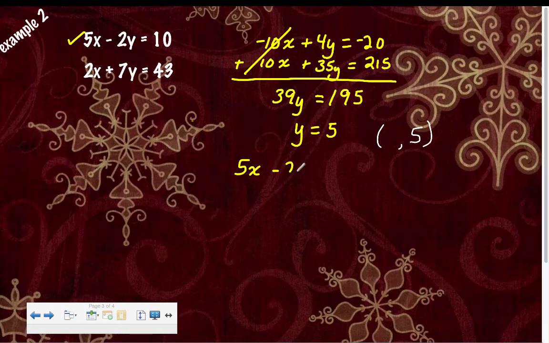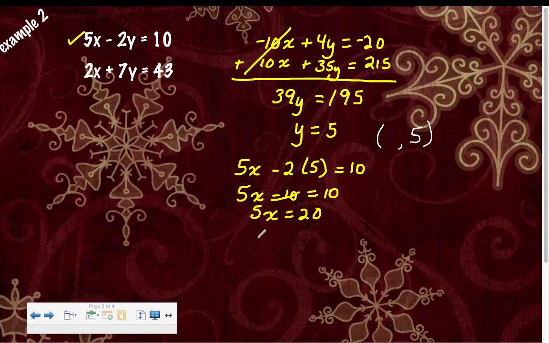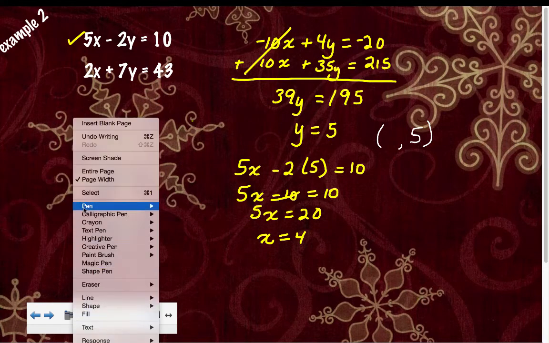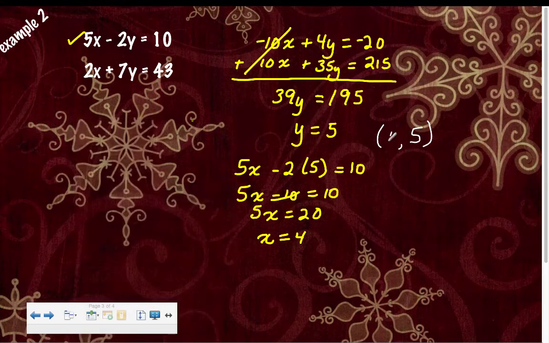5x minus 2, I think my y is 5, gets me 10. 5x minus 10 gets me 10. 5x equals 20. When I move this 10 over here, x is 4. So I think my answer is when x is 4 and y is 5.